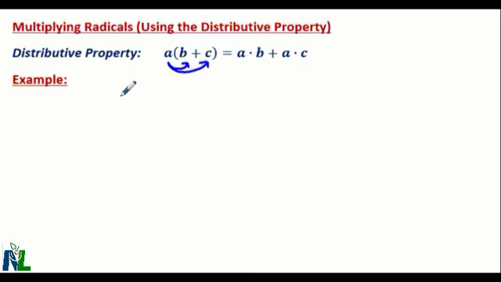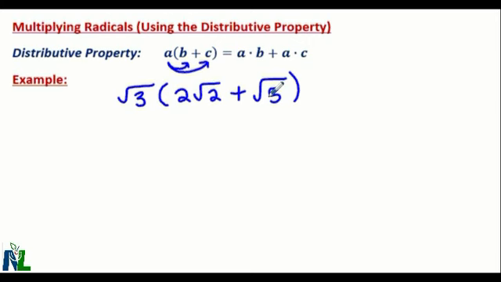Now let's use a very straightforward example for radicals to start us off. Root 3 multiplied by 2 square root 2 plus the square root of 5. As you notice, there are no like radicals within our brackets, so we can't actually add the two numbers inside of our set of brackets. So this is why we need to use the distributive property to distribute the number outside the brackets through and use multiplication.